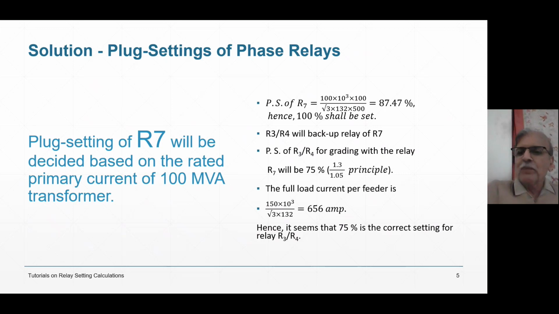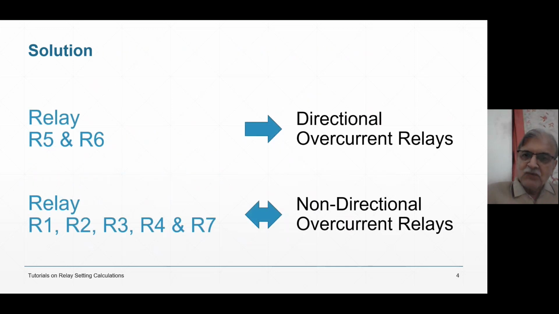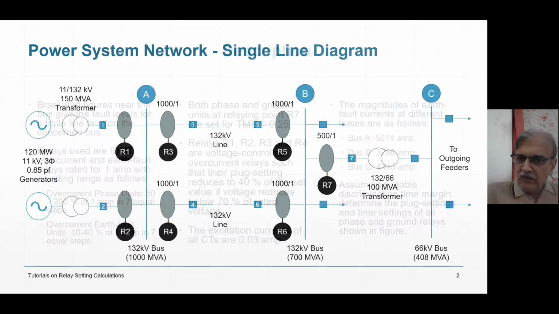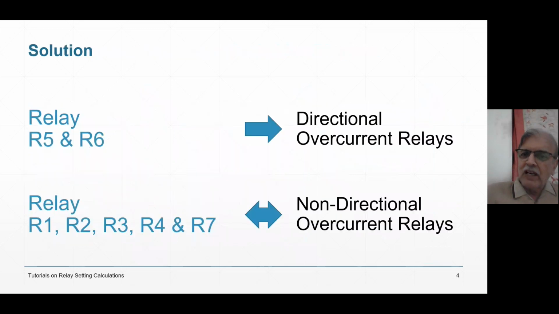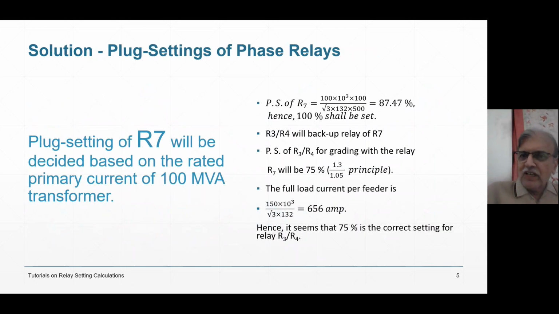upon 500, because 500/1 is the CT ratio of R7. So divided by 500 and into 10 raised to 3, because I have to convert from kiloampere to ampere, right? And into 100 gives me the percentage. So that gives me 87.47%.